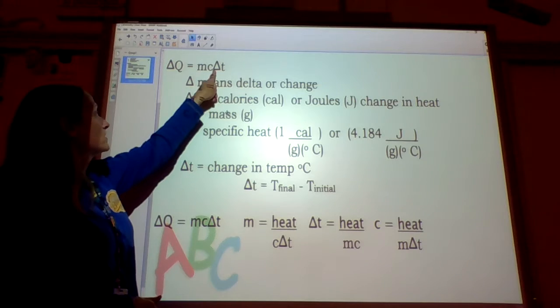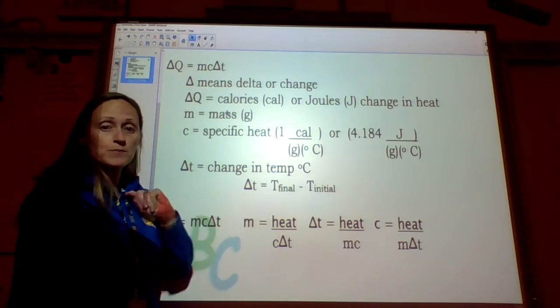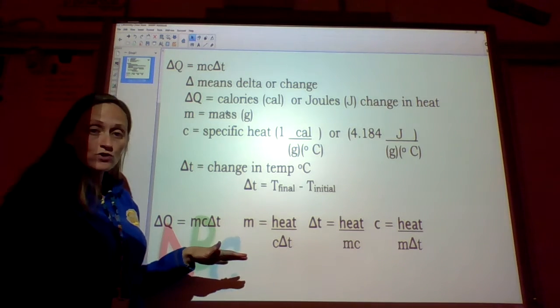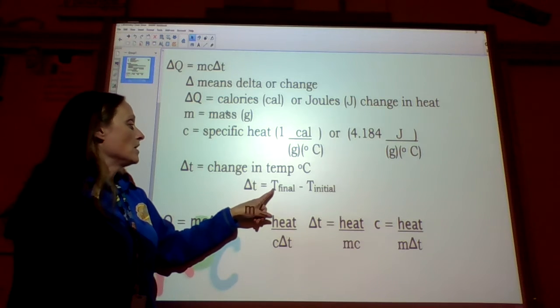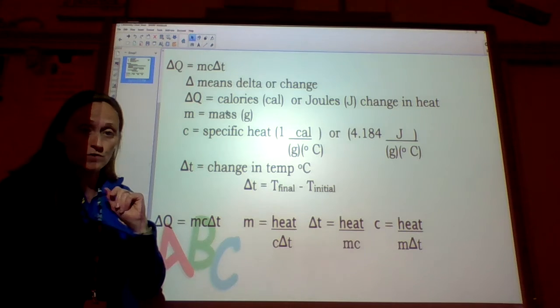Then we have the delta T, and delta T is going to be your change in temperature, and your temperature is going to be measured in degrees Celsius. So, how to find your change in temperature? It's going to be your final temperature minus your initial or your beginning temperature.